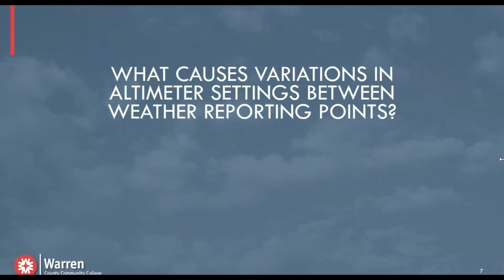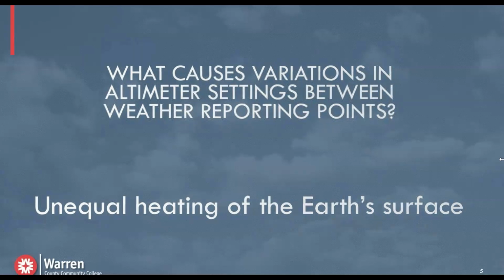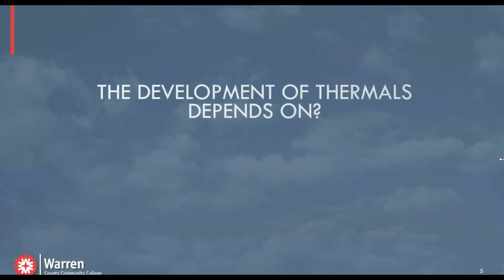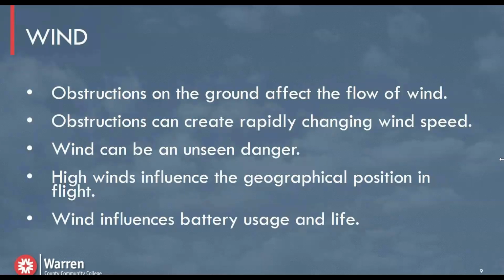What causes variations in altimeter settings between weather reporting points? Heat. And in this case, the answer would be something along the lines of unequal heating of the Earth's surface. So keep these questions and these answers in mind as you're moving forward. And remember, heat is often the answer. Another question you might see on the test could be something along the lines of this. The development of thermals depends on, and you may be sitting there going, I don't remember reading about thermals, but the answer would be solar heating. So look for that heat when in doubt.